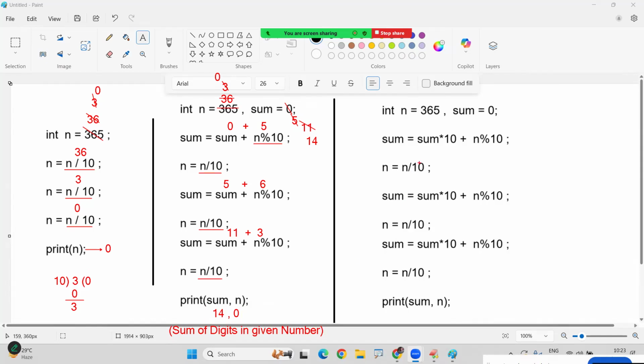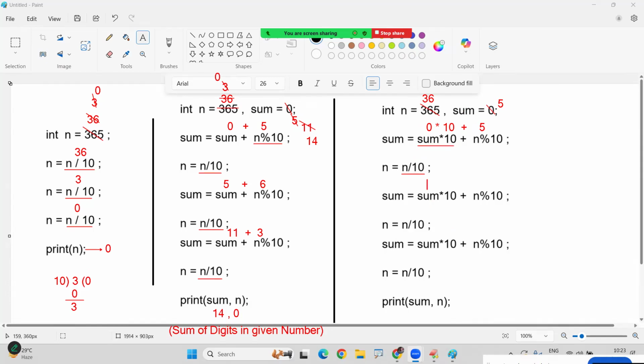Now in the same way, check the last one also. Sum into 10. Sum value is already 0. Into 10 plus, in 365 the last digit is what? 5. Look at the operation: 0 into 10, 0 plus 5 is 5. Sum value is 5. n by 10, same story, 365 becomes 36.